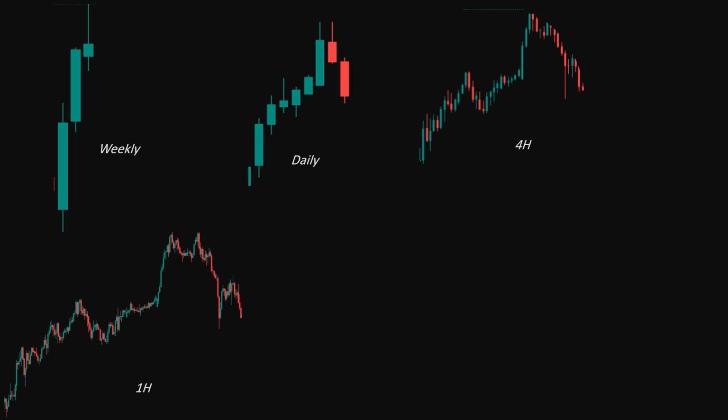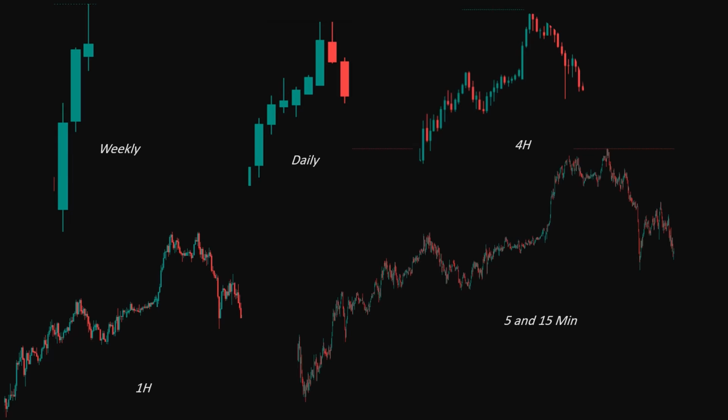So when we talk about top-down analysis, we're really talking about starting with the big picture first. You check the weekly and daily charts to understand where the market is generally heading, then step down into timeframes like the 4-hour, 1-hour, or even 15 minutes to fine-tune your setup and plan a high-quality entry.